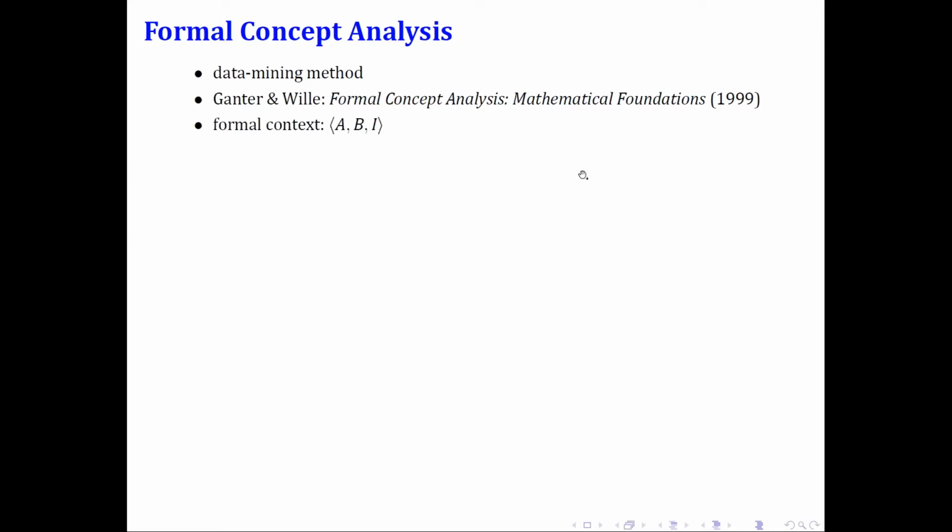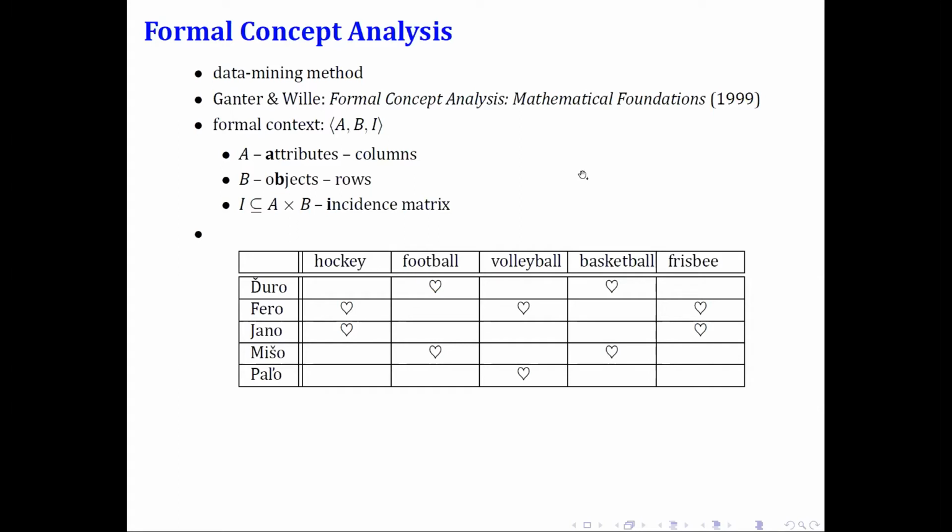We have a formal context. It is a triple A, B, I. What is A? A is a set of attributes, or columns, and B is the objects, rows, and I is the incidence matrix. It is something like a database table. Attributes are columns of this table, objects are rows of this table, and some of the fields are filled, in this case by hearts. It means by ones, and the empty fields are zeros. Yes, zeros and ones, two values. This is the basis for formal concept analysis.